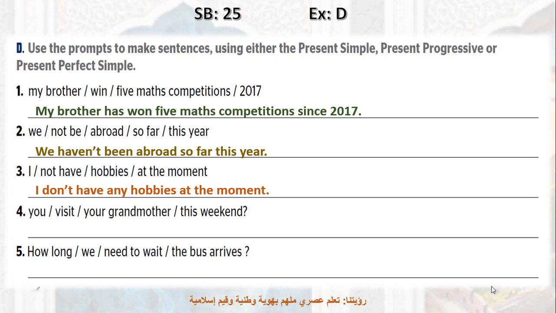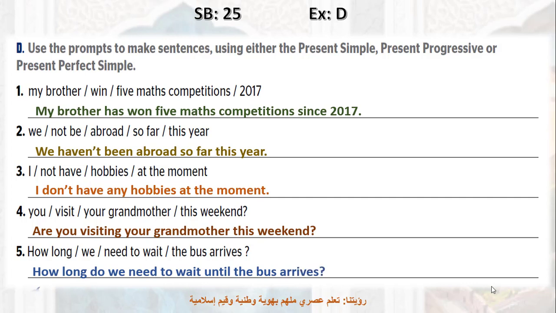Number 4, you visit your grandmother this weekend. Are you visiting your grandmother this weekend? Number 5, how long we need to wait the bus arrives. I think this sentence is very clear. How long do we need to wait until the bus arrives?